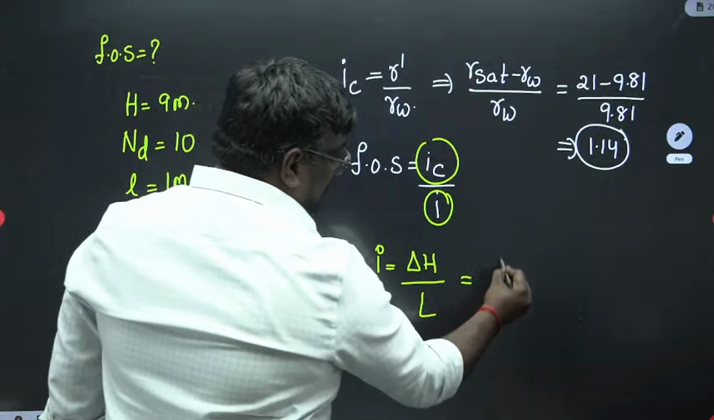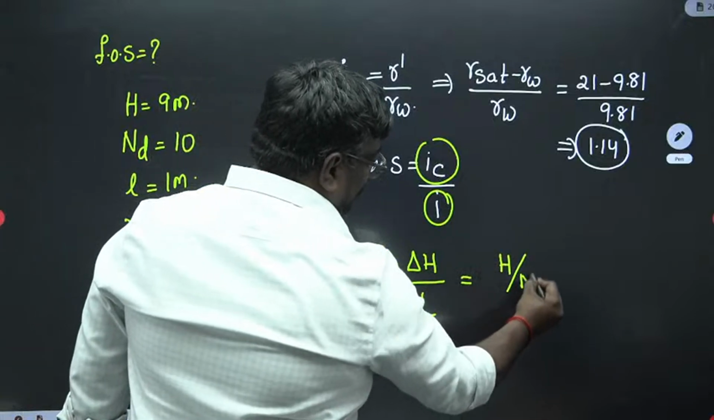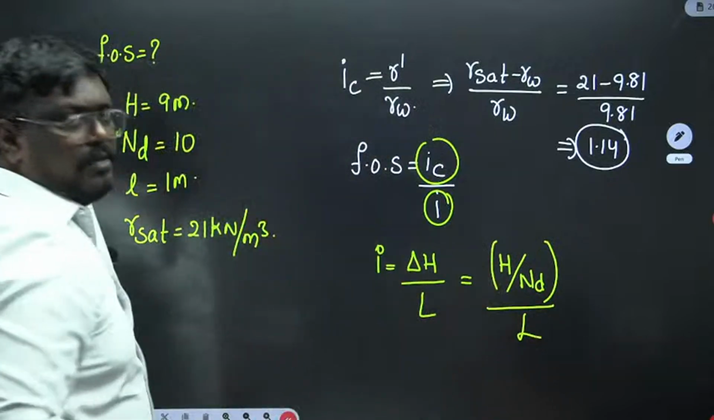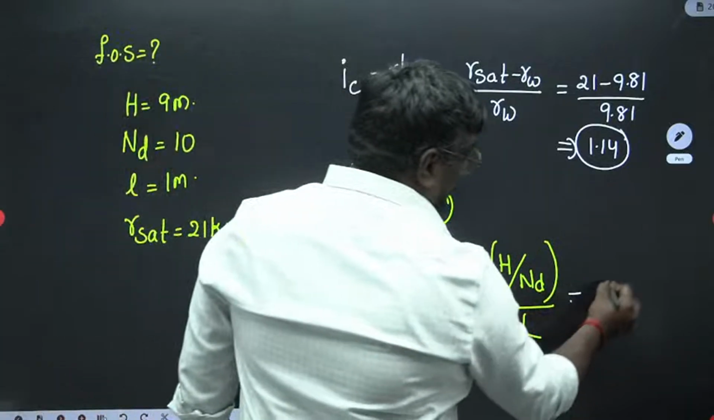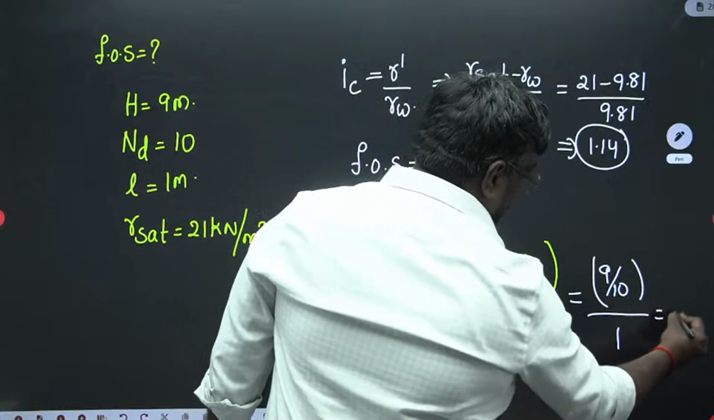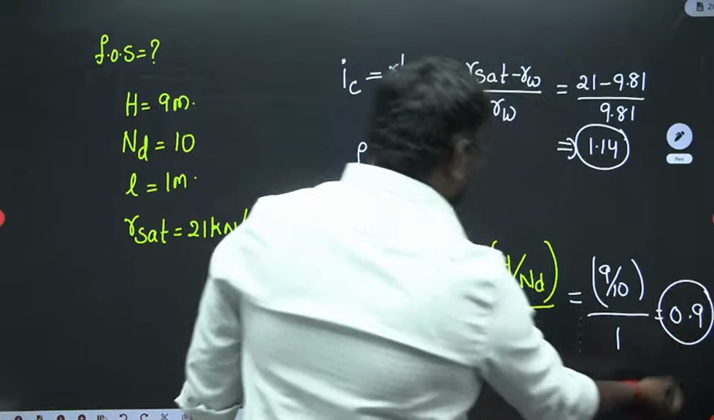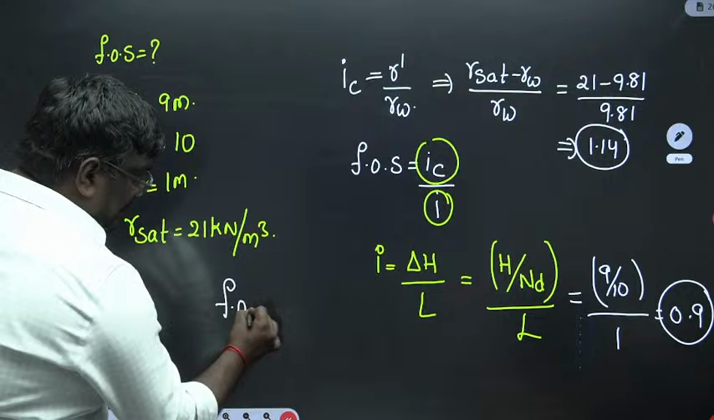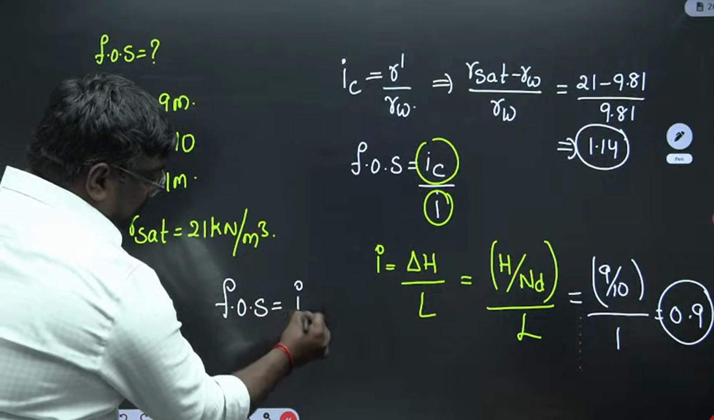So delta H is equal to total head loss divided by number of potential drops, upon length L. So total head loss is how much, sir? 9. 9 divided by number of potential drops is 10. 10 divided by 1. If you see, you will get 0.9 here. So i is equal to 0.9. So what is the factor of safety, my dear students? Factor of safety is equal to Ic by i.